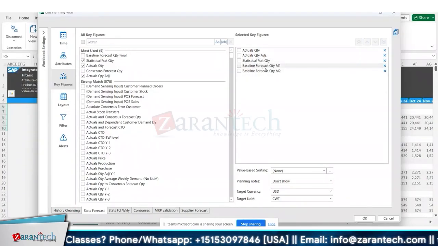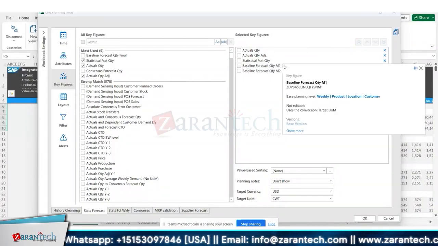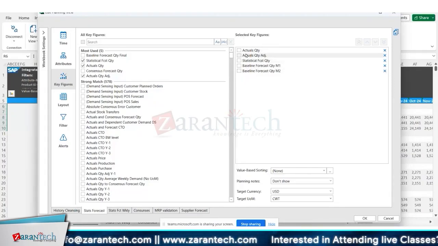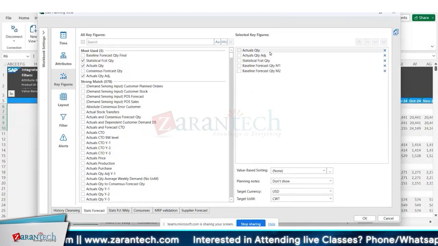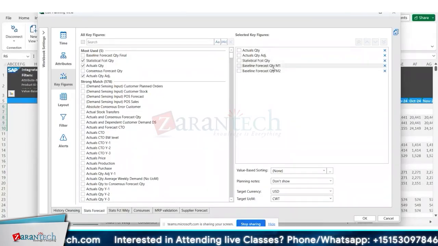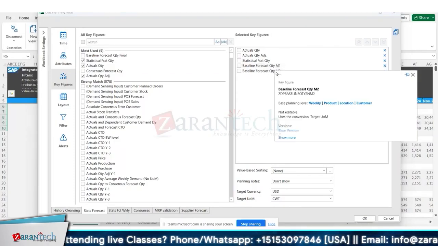Then I need baseline forecast quantity M1 as one of the attributes where we want to see the results of the statistical forecast, and baseline forecast quantity M2. Make sure that at least these key figures are in the report. I repeat: actual quantity, actuals quantity adjusted, because this will help you identify the outlier correction. Then statistical forecast quantity, baseline forecast quantity M1, and baseline forecast quantity M2. This should be part of your key figures.